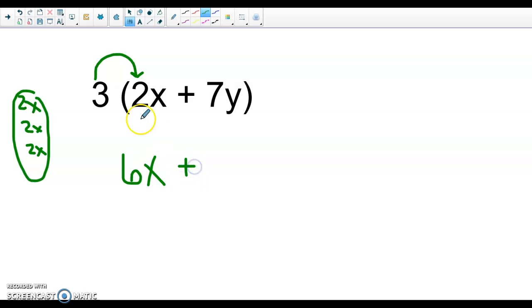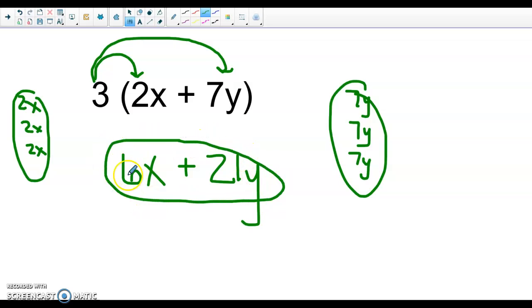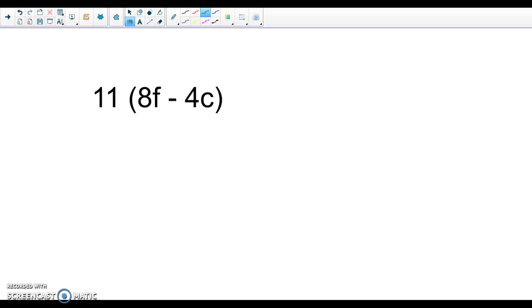Bring your plus sign down. Now I have 3 groups, or 3 times 7y. 3 groups of 7y, 7y, 7y. How many y's do I have altogether? 21y, because 3 times 7 is 21. And can I combine these terms? Are they alike? These are not like terms, guys, because this has an x, this has a y. So you cannot combine anything. I cannot add 6 plus 21. That does not work, because this is a y, this is an x. It's not the same thing. All right, so you're done on that one.